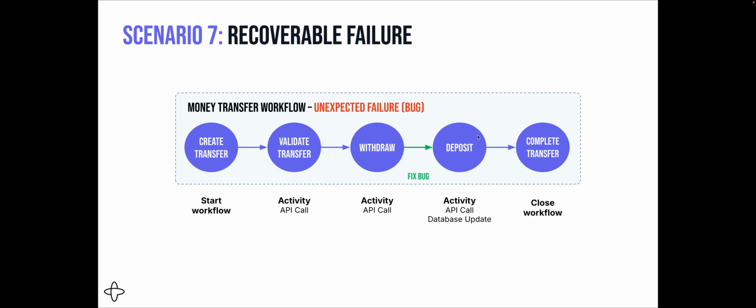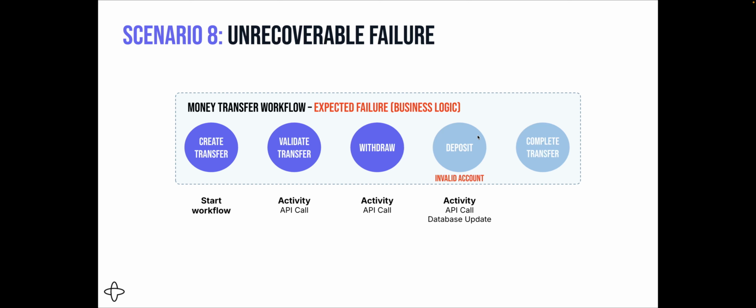Great, so that was recoverable failure. For the last scenario, I want to look at unrecoverable failure. So in this situation, we're failing the workflow implicitly because of some business logic. In this case, invalid account. So we have a transfer, we do our validation, we withdraw funds, and then we get to deposit. And we can't deposit money because we have an invalid account.